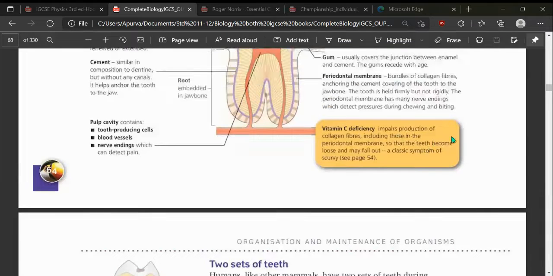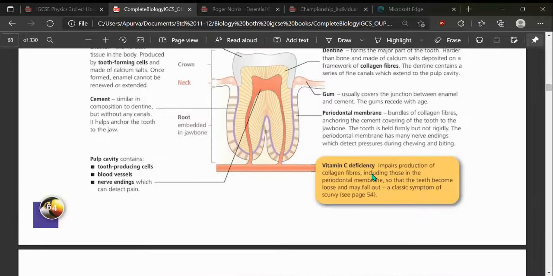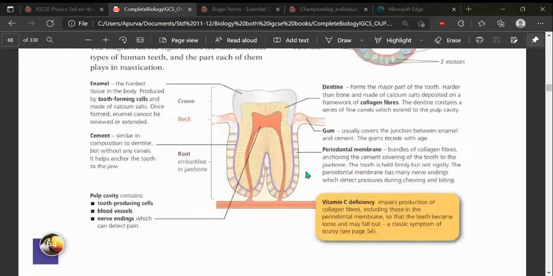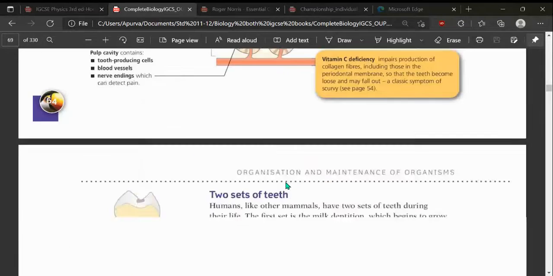And if you have a vitamin C deficiency, it slows down the production of the collagen fibers, including those in the membrane, so the teeth may become loose and fall out.